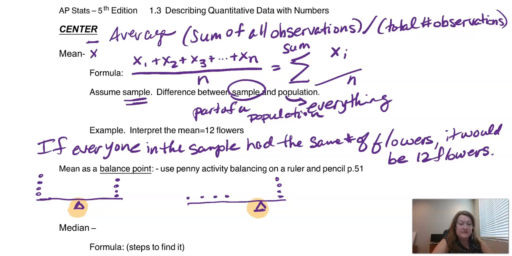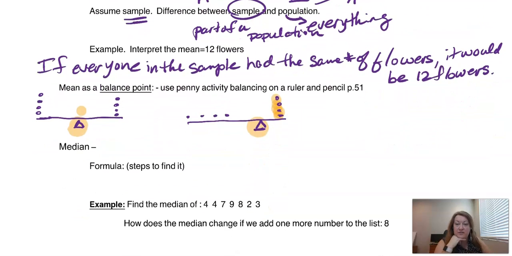So what does that mean? It's the same visual idea of the mean being a balance point. Here, the middle is just adding up all of those observations, and I end up right there. Here, if I add up all these observations, there are a lot more bigger ones, and so my mean tends to be closer to the bigger side. That's the main idea of what a mean is. All right, now we're going to switch over and talk about median, which is another measure for data.